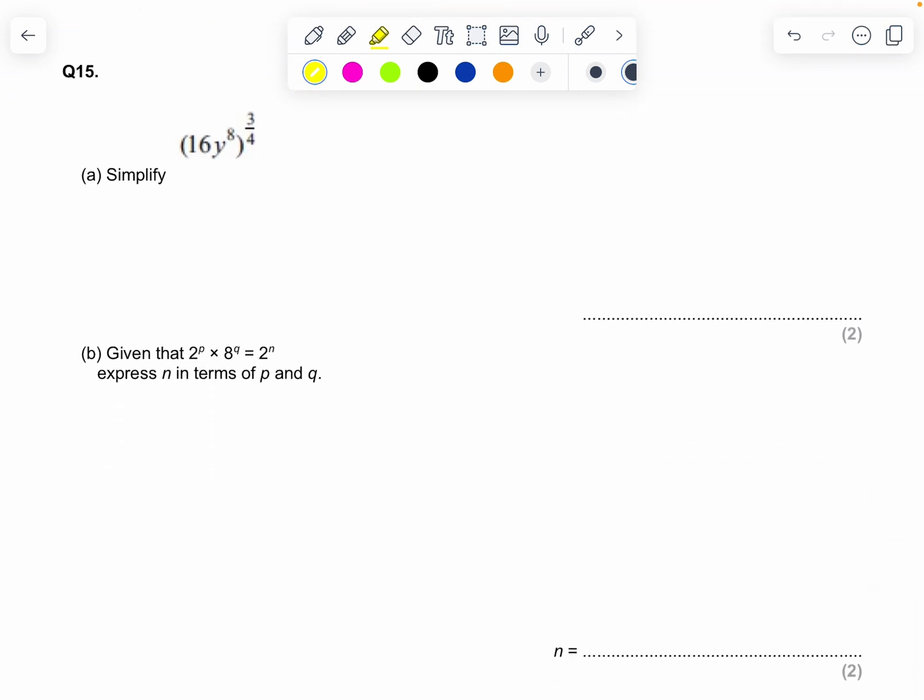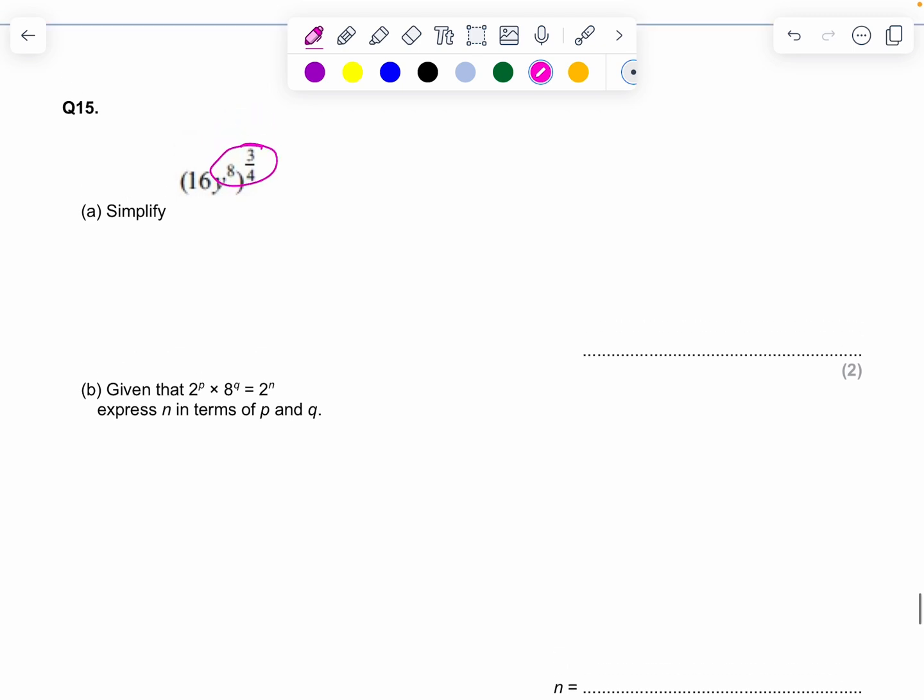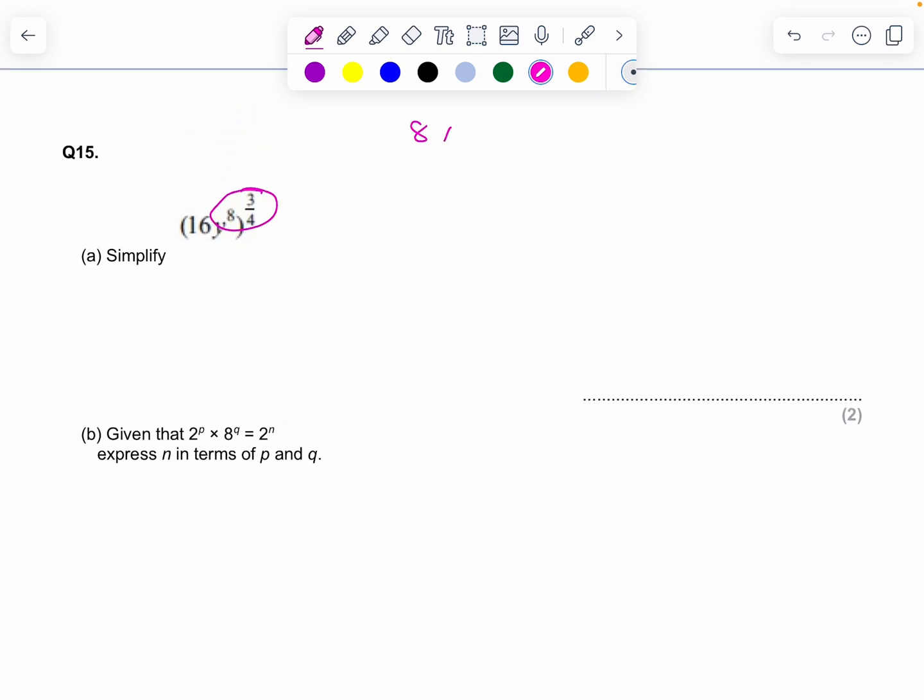Okay, some more index laws. Just like the one before, whenever the indices are next to each other like that, we multiply. So we're doing 8 times 3/4. Again, you can do it on your calculator if you're not confident with multiplying fractions, but it's just 8 times 3, which is 24, over 4, which gives me 6. So I know it's going to be y to the power of 6, and you've got 1 mark for getting y to the power of 6.